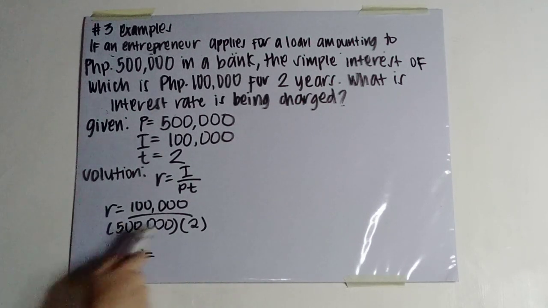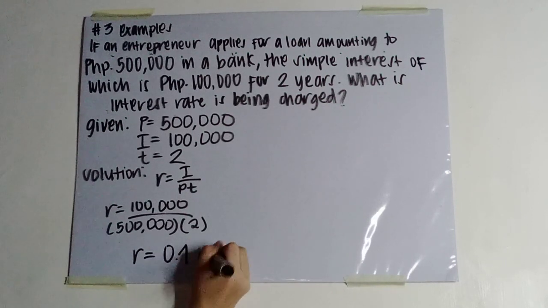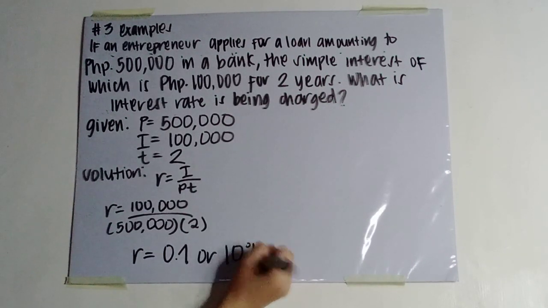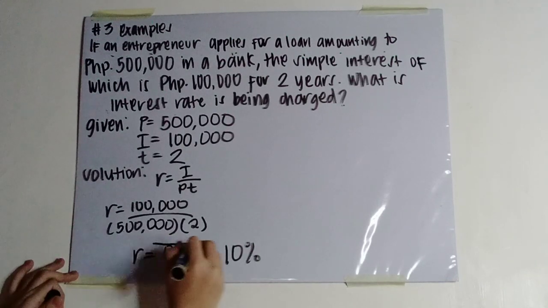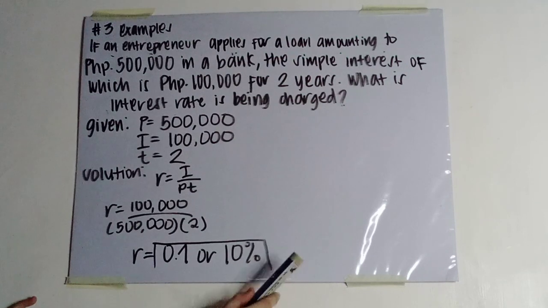So 100,000 pesos divided by 500,000 pesos times 2 equals 0.1 or 10%. So the interest rate is 0.1 or 10%.